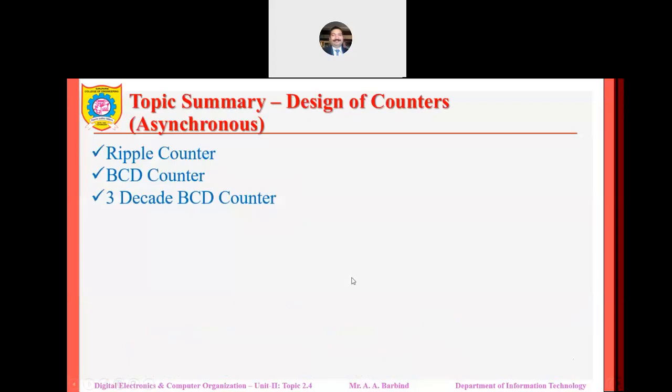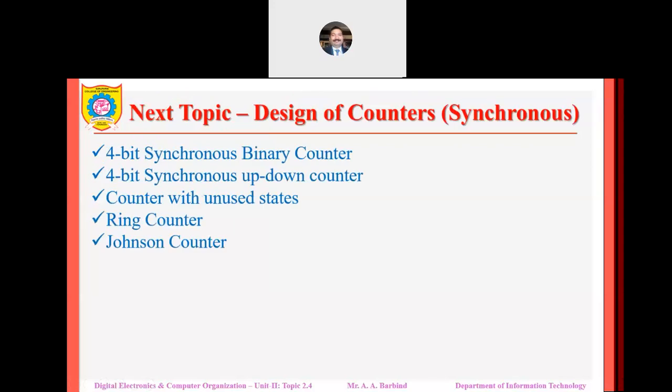So in this particular topic, we have seen the design of asynchronous counters. In the beginning, the 4-bit asynchronous counter or ripple counter, then the conversion of the ripple counter to the BCD counter, and then we can use the BCD counter to form the 3-decade or higher decade BCD counter. In the next class, we shall go for the design of synchronous counters.